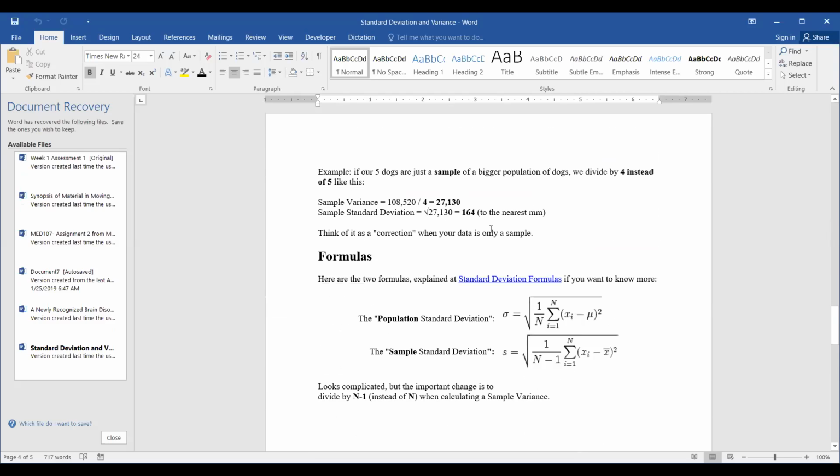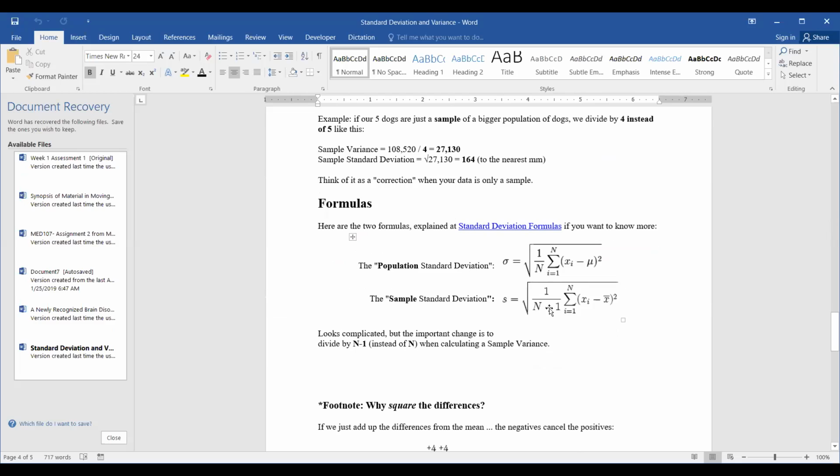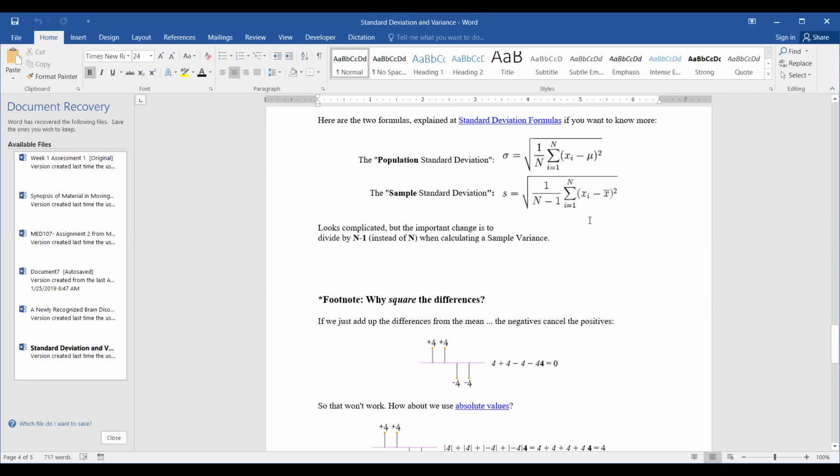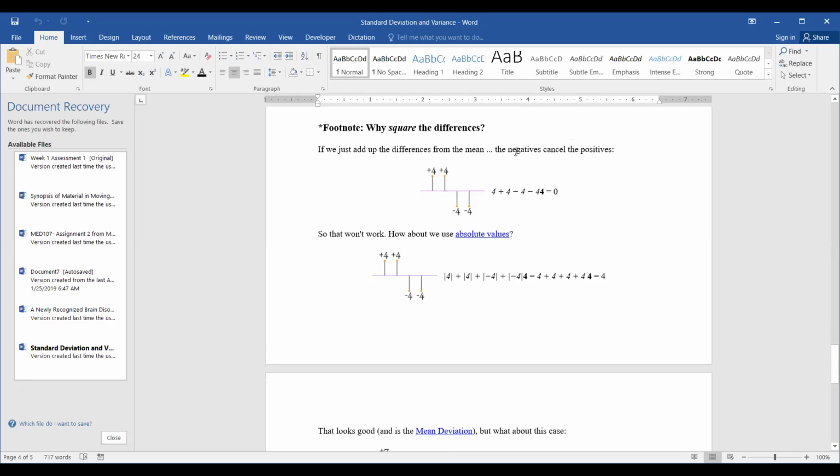In a sample, we're going to be looking at n-1. Don't worry about this particular formula. It's the same thing as we were working with in class. 1 over n times the sum of the squares of the differences is the same as the sum of the squares of the differences divided by n, or n-1. So don't worry about this different expression.